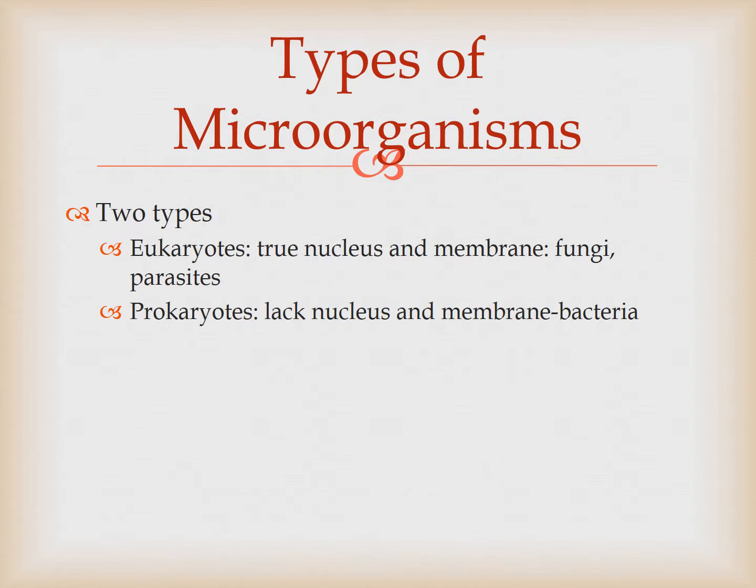Microorganisms can be separated into two groups by cell type. Eukaryotes pertain to an organism with cells having a true nucleus, meaning a highly complex, organized nucleus surrounded by a nuclear membrane, containing organelles and exhibiting mitosis. That's a form of cell division. For example, fungi and parasites. Prokaryotes are organisms that lack a true nucleus and a nuclear membrane and reproduce through simple fission. For example, bacteria.